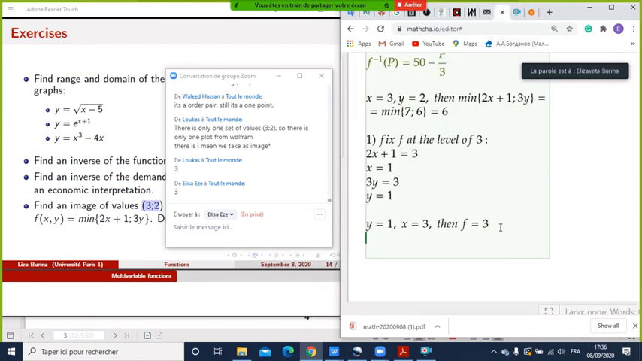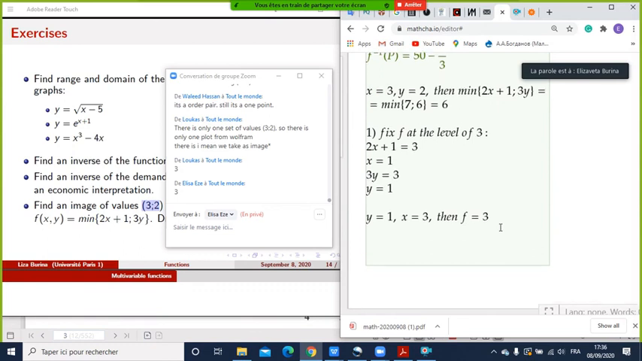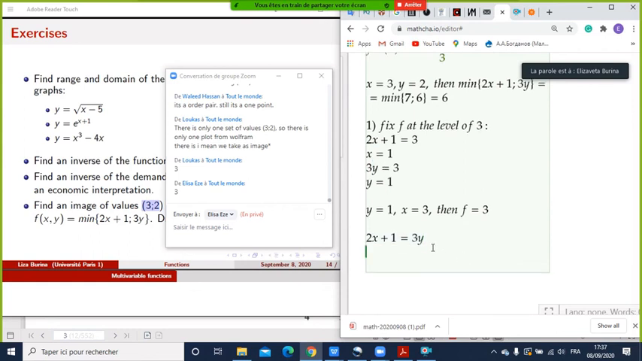That point will be at 2x plus 1 equals 3y. Why is that? Because that means we fix the level of f. Here we said we fix it at 3, so this has to be equal to 3, and this has to be equal to 3. The same will apply to 6, 9, and so on. So these two expressions should be equal to one another.